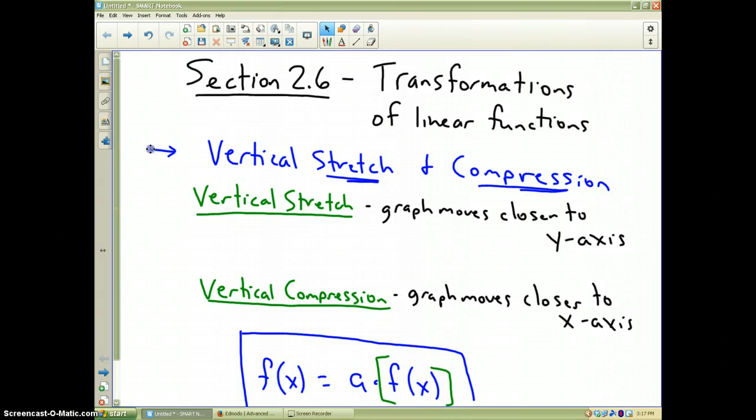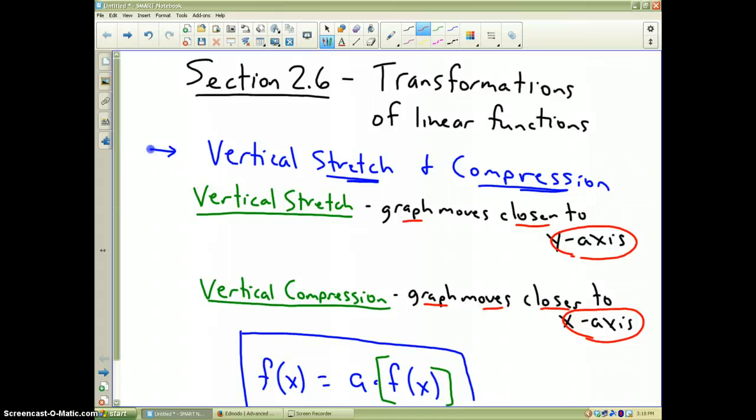Now, a vertical stretch means that the graph moves closer to the y-axis. As far as a line is concerned, that means the line gets steeper. A vertical compression means that the graph moves closer to the x-axis, and that means the line is less steep. So I'm going to write that over here. Vertical stretch, the line is steeper, and vertical compression, the line is flatter.